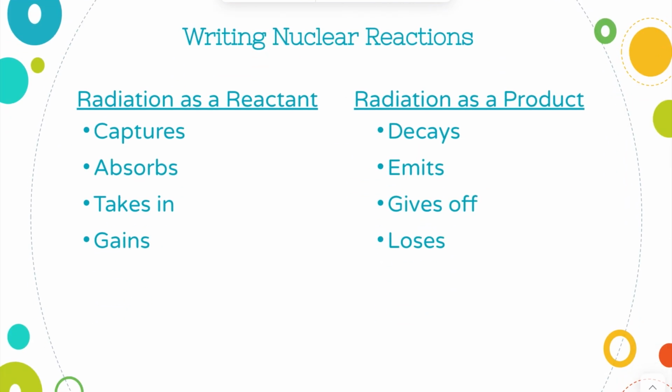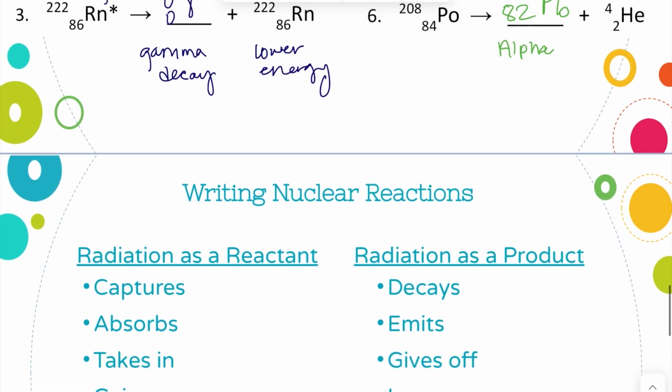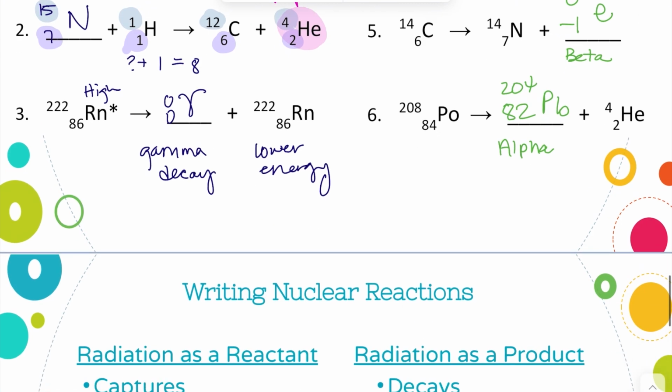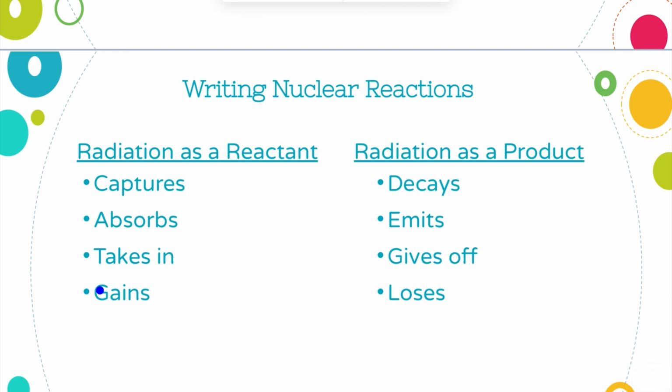All right, when we're writing a nuclear reaction, there are a couple of things that we can look at. We might have radiation as a reactant. If something is being captured, absorbed, taken in, or gained, then we might need to write something on that reactant side. If we look at this example in number 2, nitrogen-15 captures helium-1 to undergo alpha decay, is how we could say that, because then we would know that a helium particle is going to be emitted and we could figure out what else gets emitted through that. So this is an example where you could use any of these 4 terms.